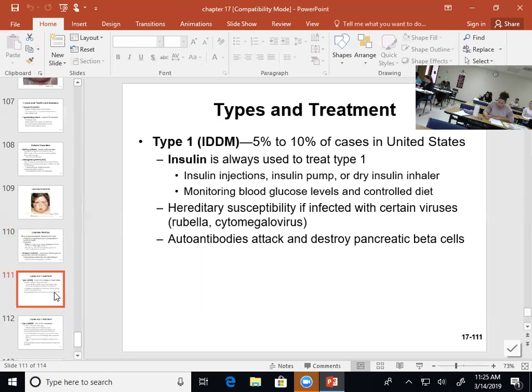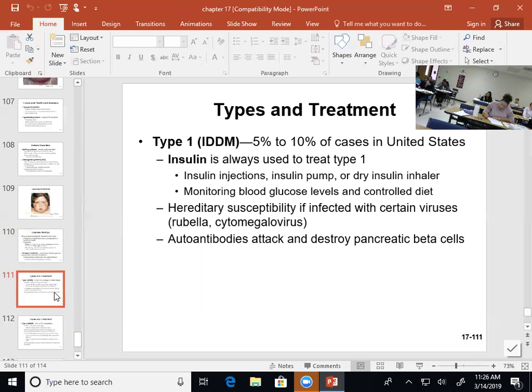All right. So we know that type 1 diabetes, insulin-dependent diabetes mellitus, is an autoimmune disease. I almost feel like it should be called a different name because it's so different than type 2. But many of the same signs, symptoms, and potential devastation happen to them.